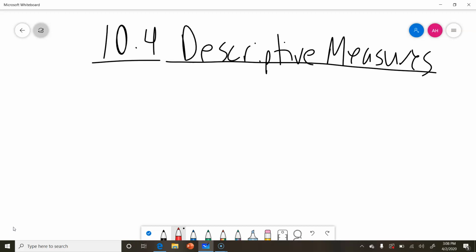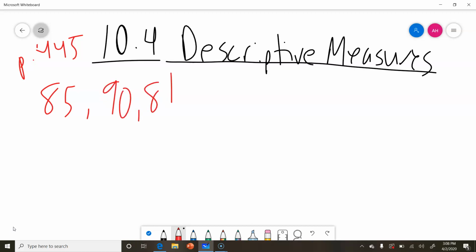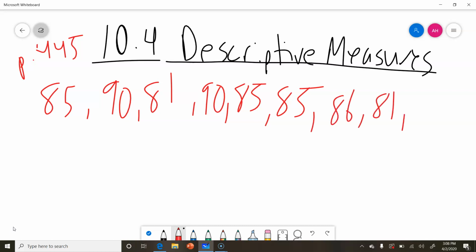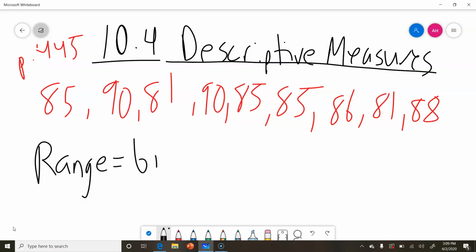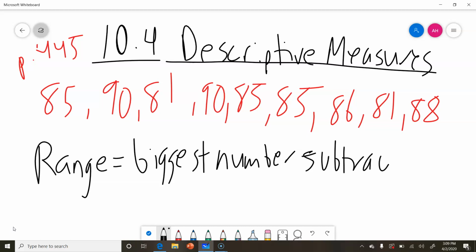So let's say that they give us a group of numbers. If you want to follow along, I'm on page 445. Let's say they give us the numbers 85, 90, 81, 90 again, 85, 85, 86, 81, and 88. There's different things that we can do with this list of numbers. One of the first things we can do is find the range. The way we find the range is we take the biggest number and subtract the smallest number.